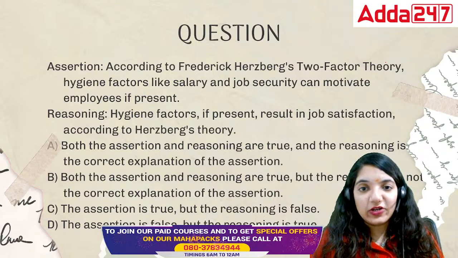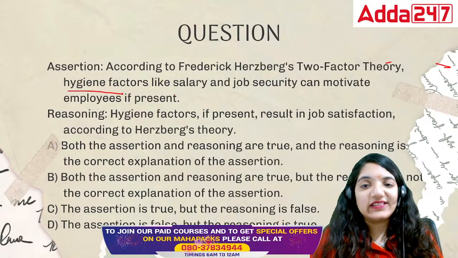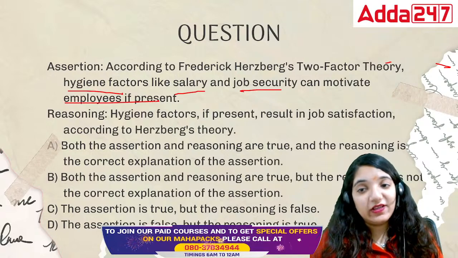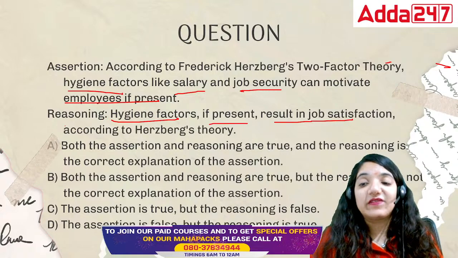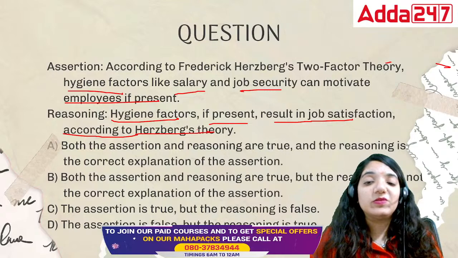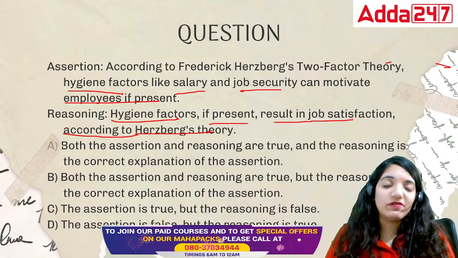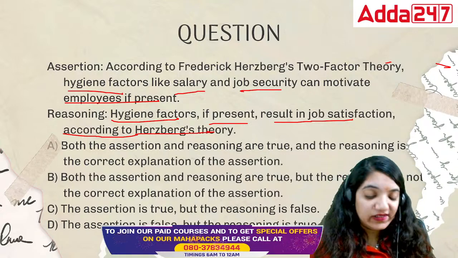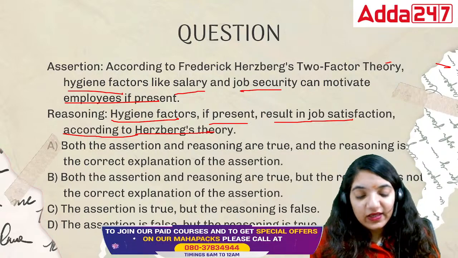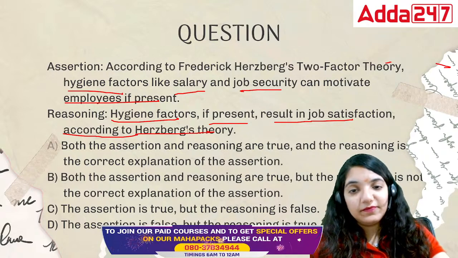That's the question. According to Frederick Herzberg's two-factor theory, factors like salary and job security can motivate the employees if present. Hygiene factors, if present, bring real job satisfaction, according to Herzberg. If you have only hygiene and not the motivation factor, then you won't be happy, and even vice versa. If both are not there... both of these are equally important.